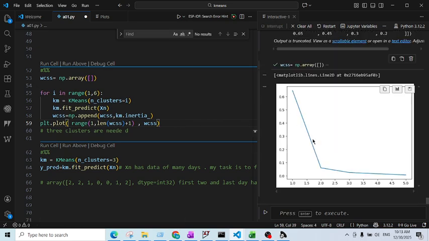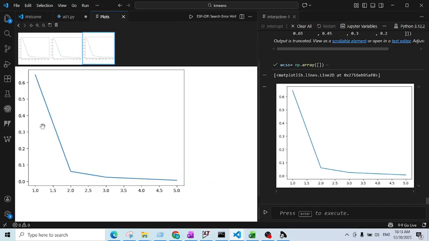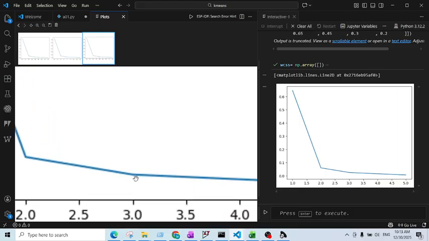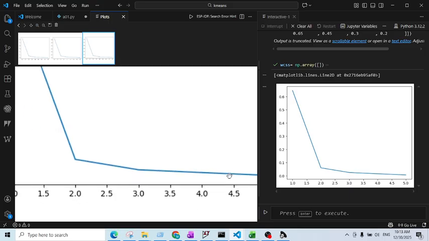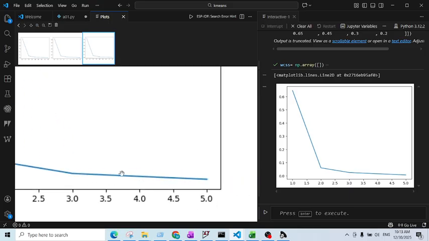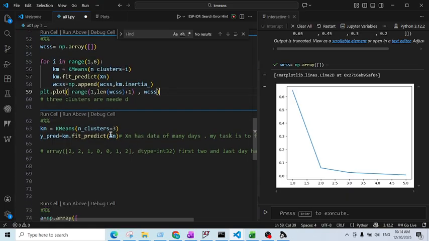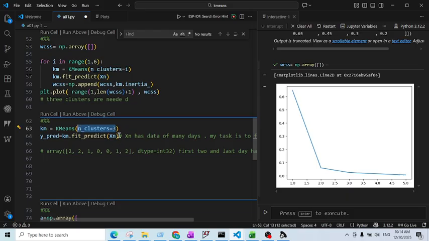So this is the WCSS graph. On the y-axis you have WCSS, and on the x-axis you have the number of clusters. You can see that after 3 there is a break, and after 3 the graph looks flat, not totally flat but approximately flat. So I can assume that the number of clusters is 3.